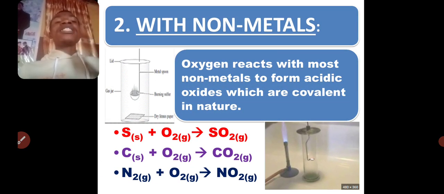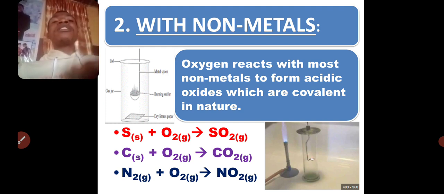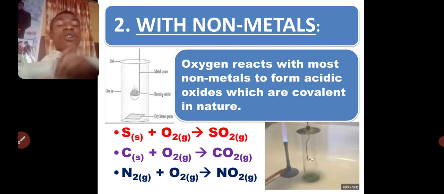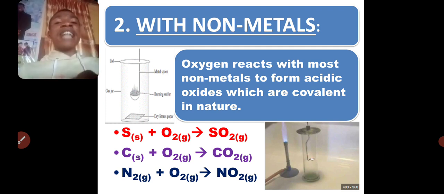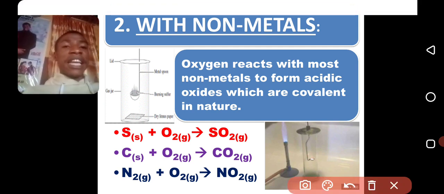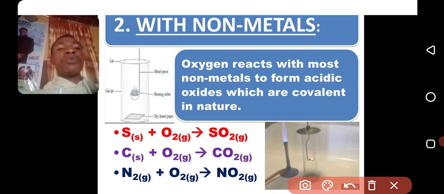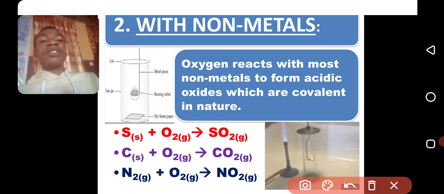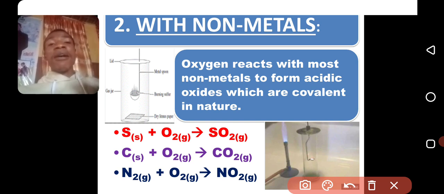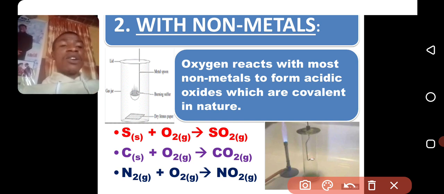How does oxygen react with non-metals? Since oxygen is a non-metal itself, it only reacts with non-metals to give us covalent compounds. The same way you react oxygen with metals, you can also use a metal spoon, called a deflagrating spoon, to react non-metals with oxygen.